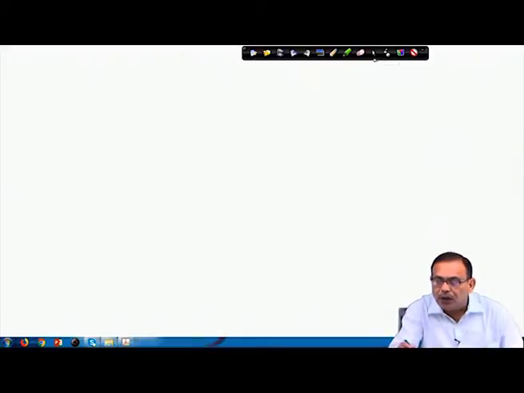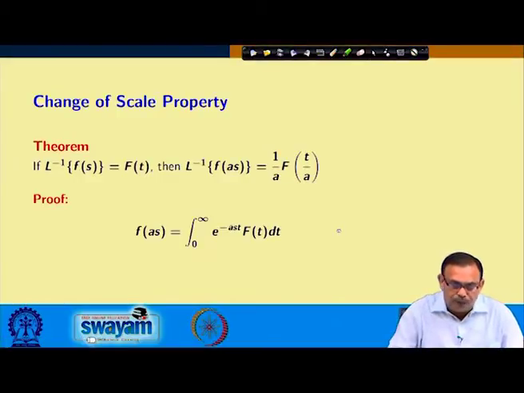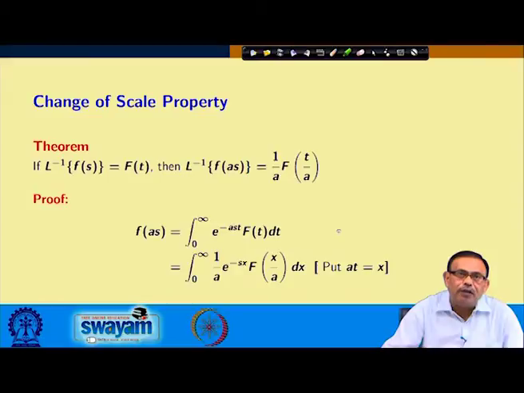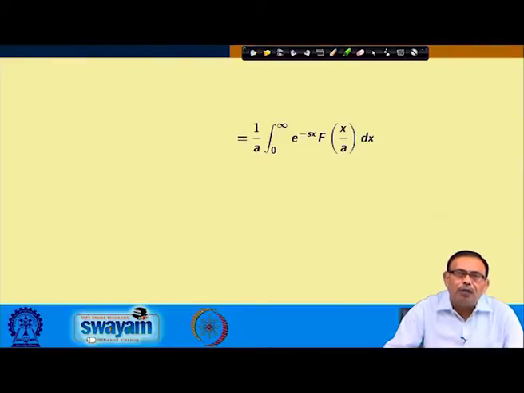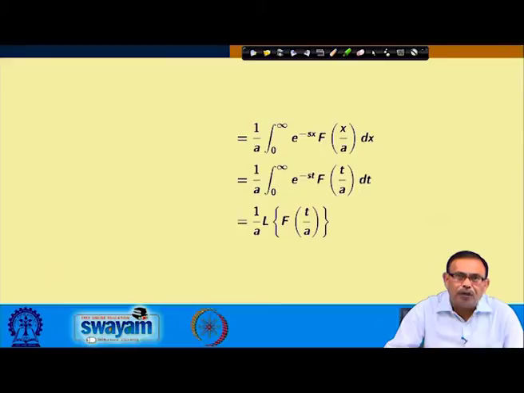Just see the proof once. F of a s is this. So, by substituting a t equals x, you are obtaining this one. From here, you can write down 1 by a, integral 0 to infinity this. The integral is nothing but f of t if we convert, and it is nothing but the Laplace transform of f of t by a. Therefore, Laplace inverse of F of a s is equal to 1 by a f of t by a, which completes the proof of the theorem.